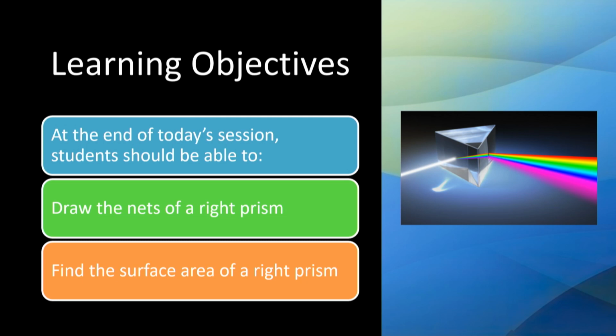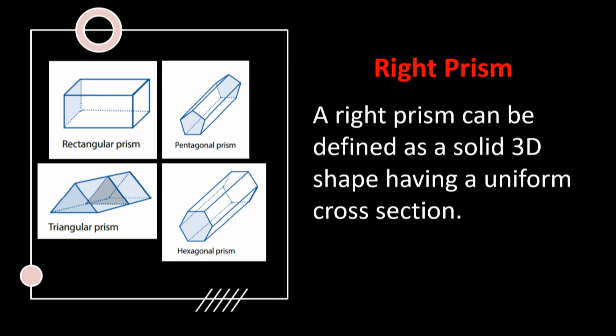So let us start with the learning objectives of today's lesson. In this lesson, you will learn how to draw the nets of a right prism and how to find the surface area of a right prism. So what is a right prism? A right prism can be defined as a solid three-dimensional shape having a uniform cross-section.